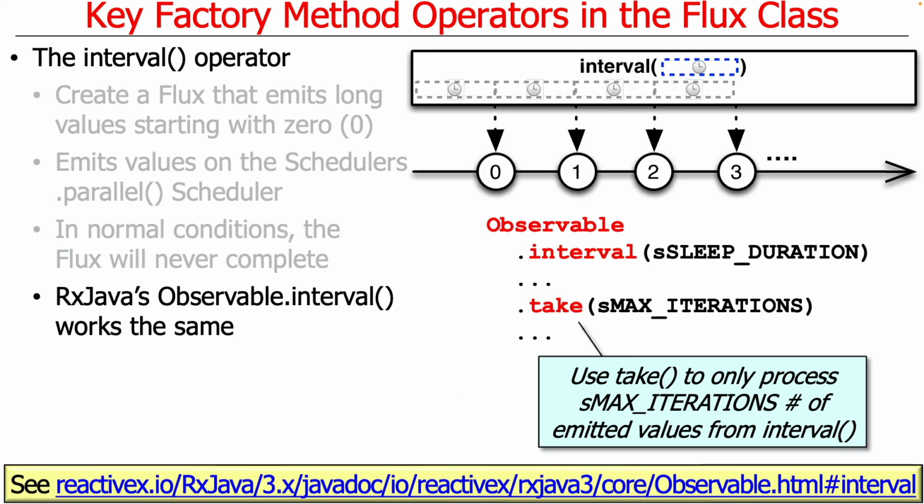There's an interval method in RxJava that basically works the same way. And there's really nothing in Java streams other than to use the generate method we looked at a moment ago, which you could put like a sleep in to generate every half a second or whatever your time frame would be.